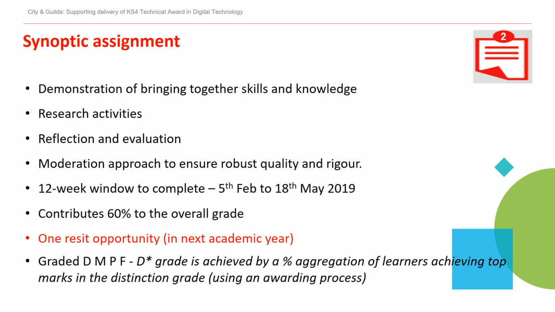It is graded fail, pass, merit and distinction. They could achieve a distinction star grade if achieved by a percentage aggregation of learners achieving those top marks. The window this year is from the 5th of February to the 18th of May. And remember, there is a resit opportunity, but it would be in the next academic year.